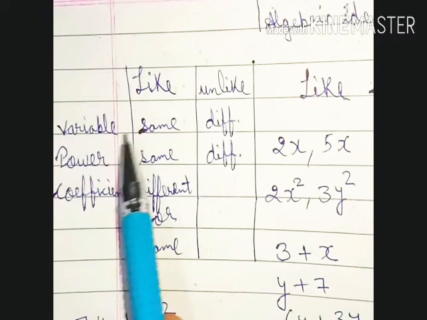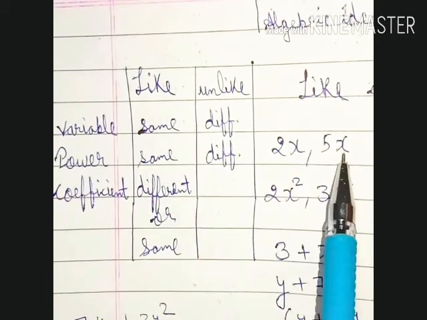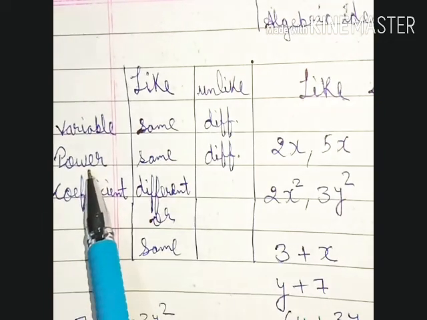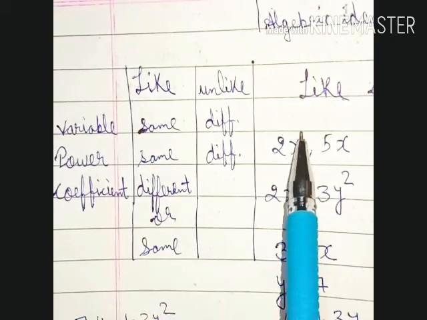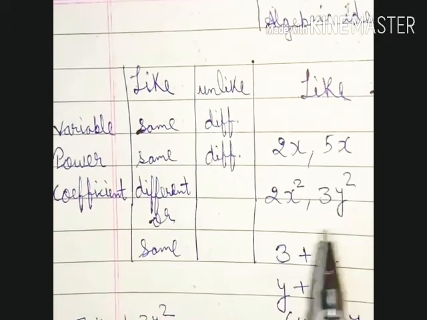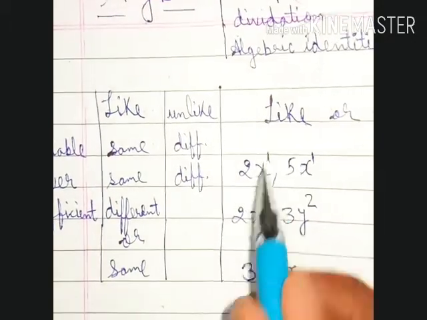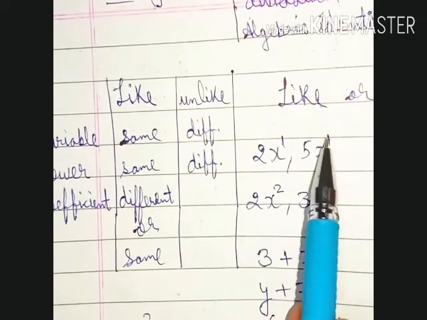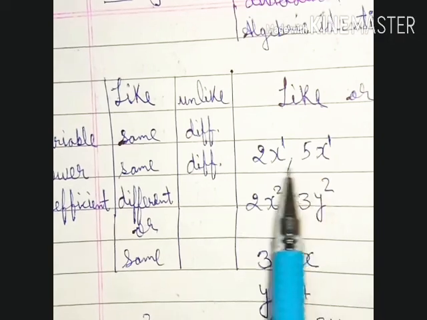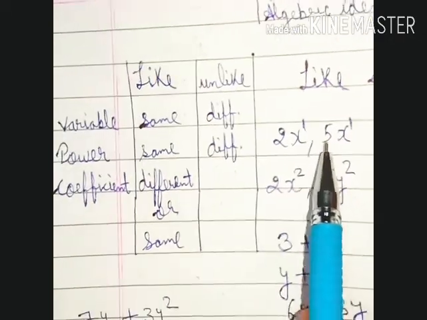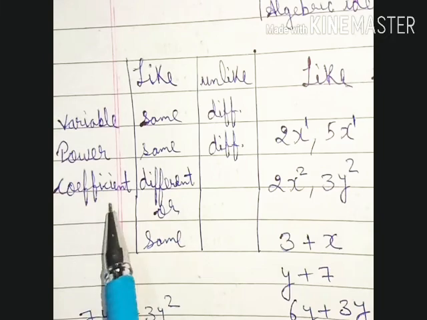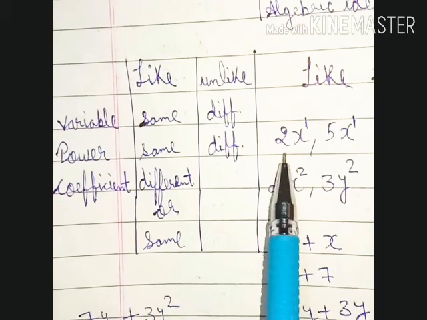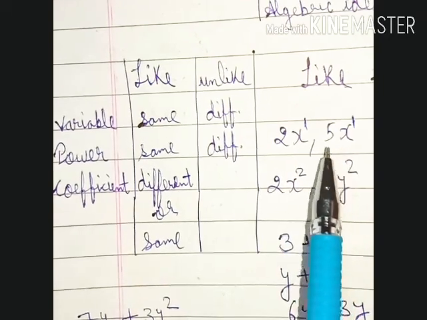Understand the definition. Variable means x and x. Both are the same, so the term is like. One more condition, power. X with no power means power 1. Y with no power means power 1. Both have power 1, so we can say the variables are the same and the powers are the same. So we can say these are like terms. But the coefficients are different. For like terms, the coefficient condition is different or same, whatever it may be. So we can say 2x and 5x are like terms.